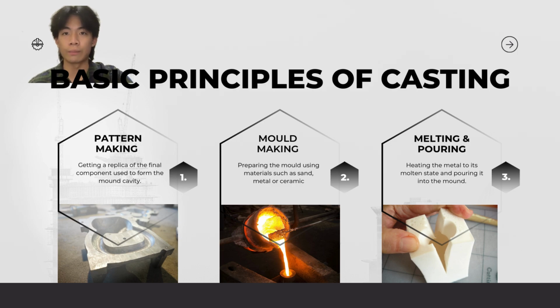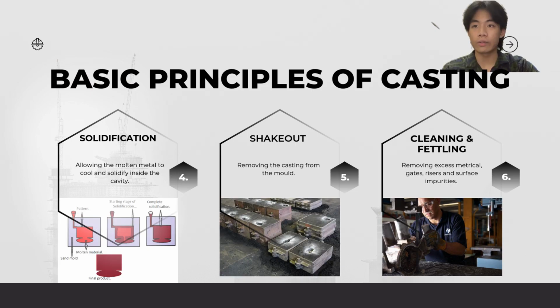And next is melting and pouring. The mixture of sand, metal, or ceramic is heated in a metal to its molten state and then poured into the mold. Next 3 are solidification, shakeout, and cleaning and fettling. Solidification is very straightforward. It's the process of allowing the molten metal to cool and solidify inside the cavity of the mold. As for shakeout, it's also very straightforward. It's to just shake the mold until the material comes out.